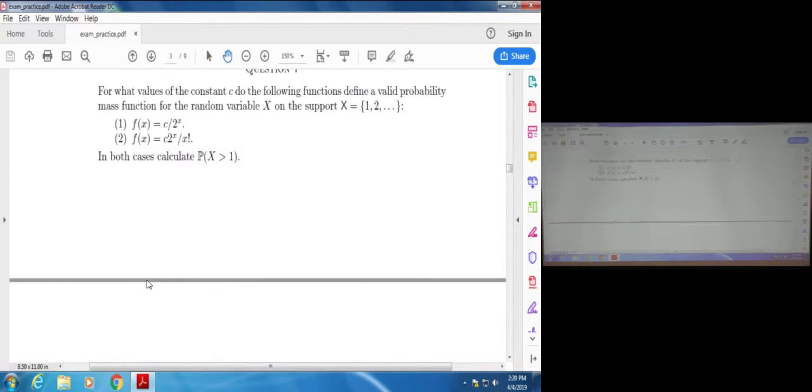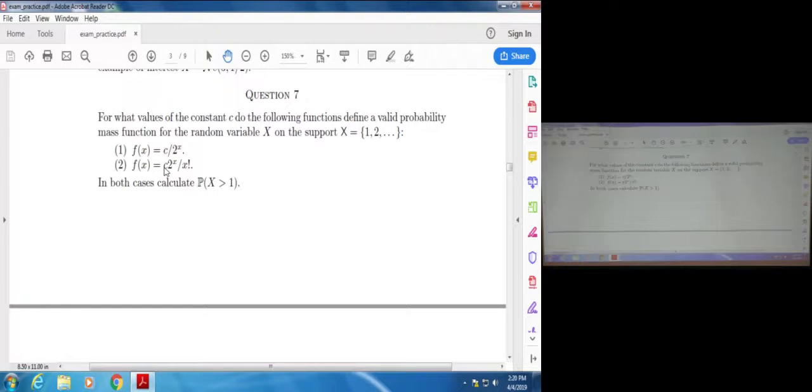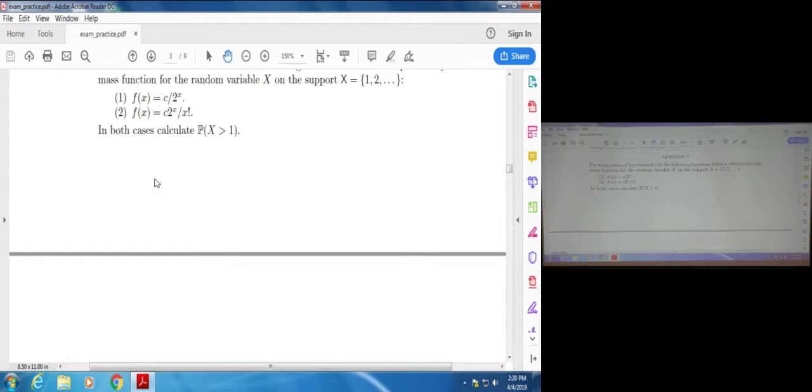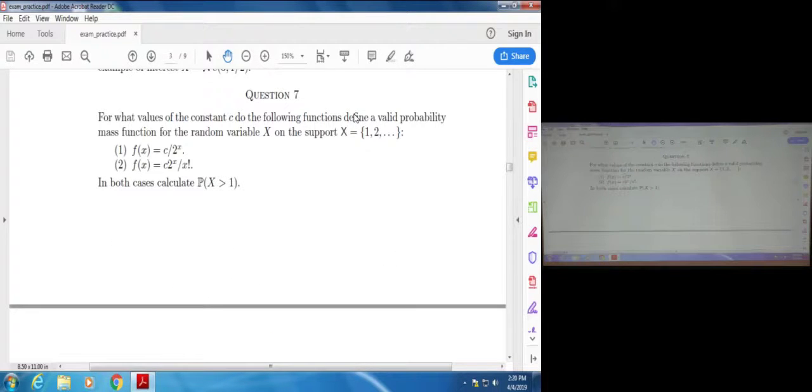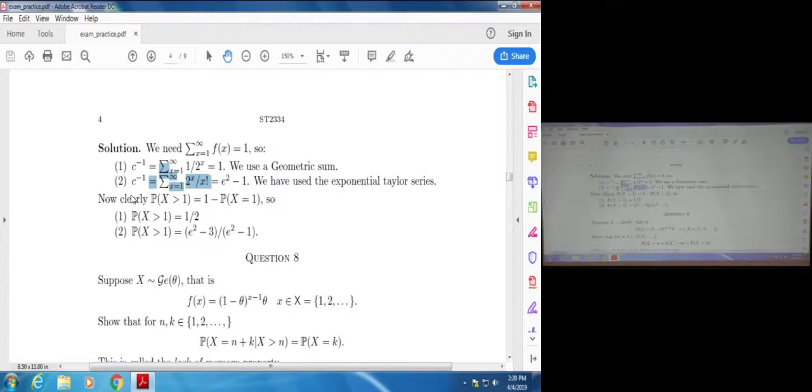In the second case, again, the sum over x from 1 to infinity of this function must equal 1. So you take c to the other side, and we have c to the minus 1 is the sum over x from 1 to infinity of 2 to the x over x factorial. Now this is almost the Taylor series for the exponential function e to the power 2, except you don't have the first term. So this is e to the power 2 minus 1. E to the power 2 is positive, so c is 1 over e to the 2 minus 1. These functions are non-negative on this support, so that's why these are probability mass functions for these values of c.